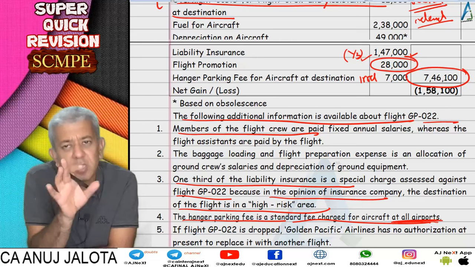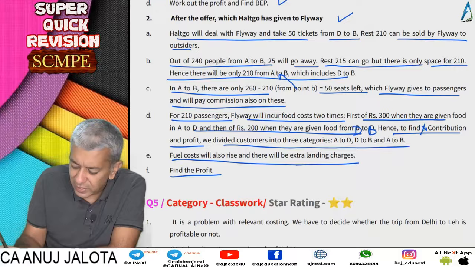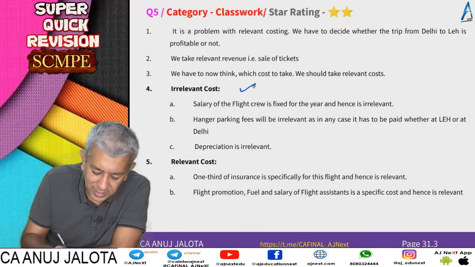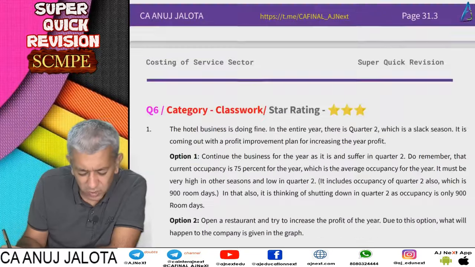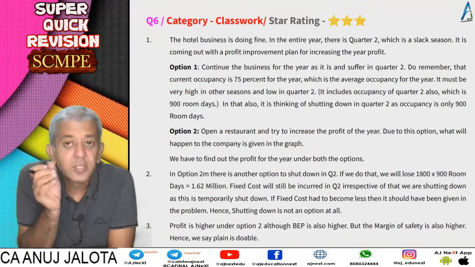Okay, so this question as such is quite simple. I might not even read the shorts of that. I've clearly written in the shorts also which costs are irrelevant and which costs are relevant. So therefore, you can go through that. No much point in reading that particular thing. Okay, this was your question number 5.